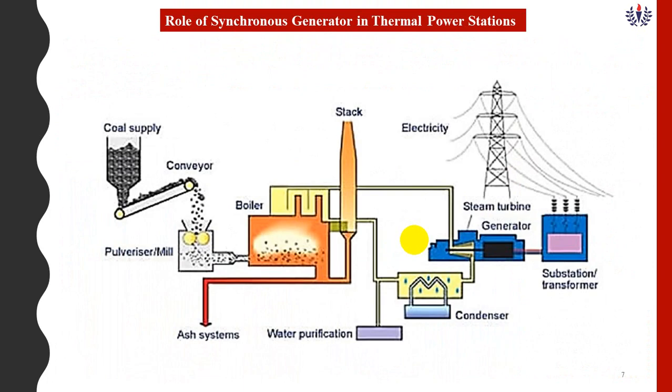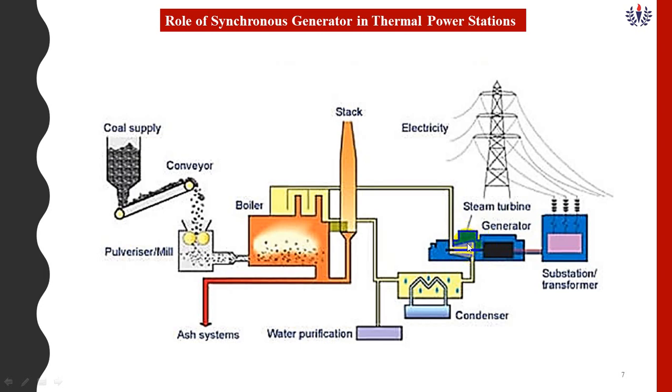Then what is the role of the synchronous generator in thermal power stations? Here in thermal, coal is the input. Through a conveyor we put the coal in the mill and it is transferred to the boiler. The boiler heats the coal using the heating system and converts it into steam. That steam is transferred through the condenser to the turbine.